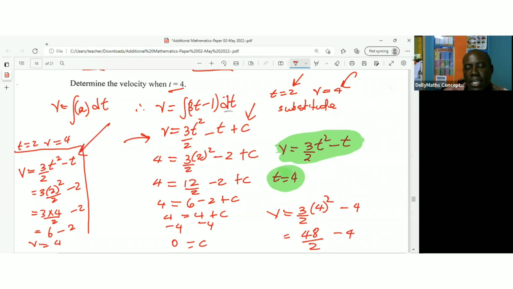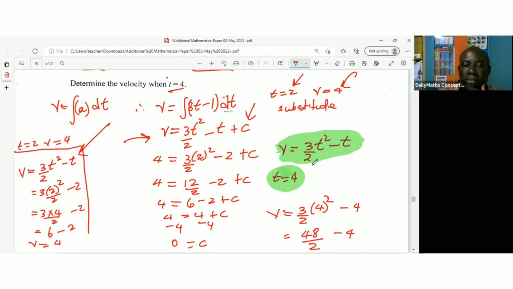So you're able to use that velocity function to find the velocity at any time you want: at 2 seconds, at 3 seconds, at 4 seconds, at 5 seconds, whatever second you want. You're able to plug that time into this velocity function and you will be good.